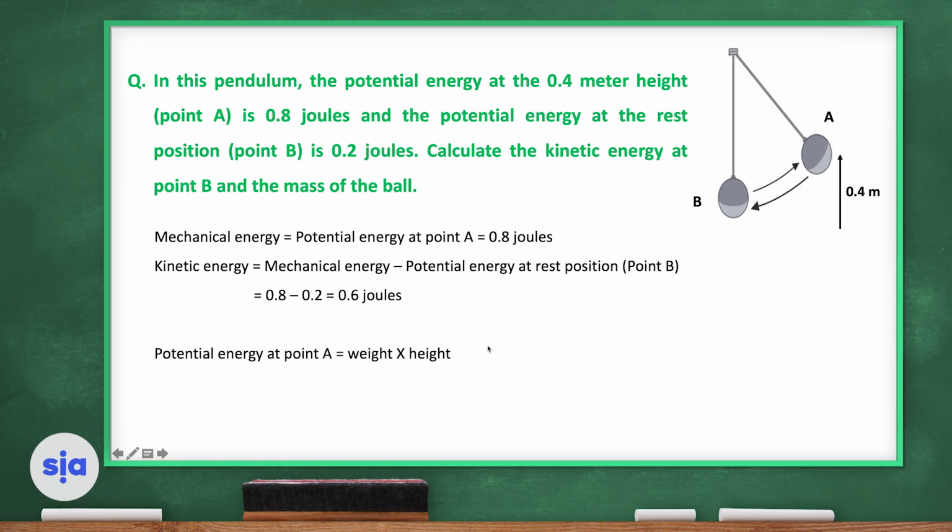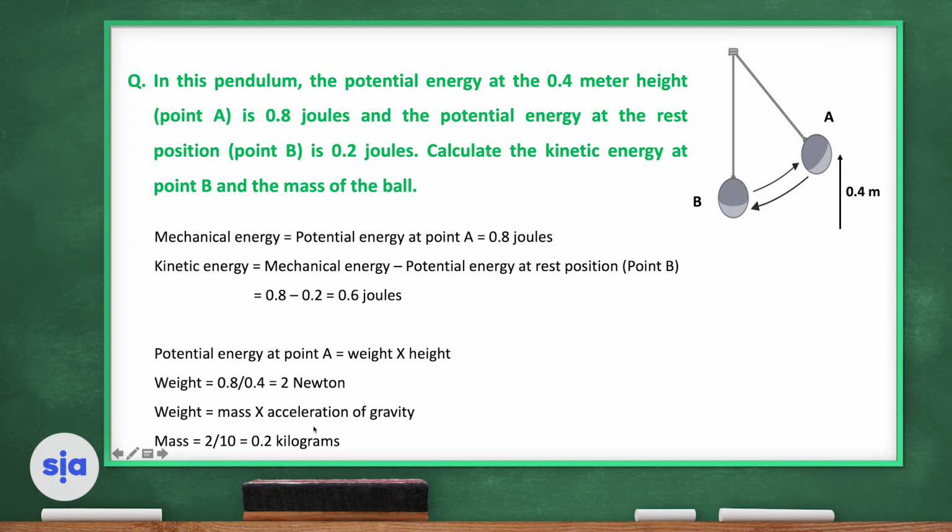Then, at point A, the maximum height, potential energy equals weight times height. So the weight here is equal to the potential energy divided by the height, which is 0.8 joules divided by 0.4 meters, equal to 2 newtons. Weight equals mass times acceleration of gravity. So mass equals 2 divided by 10, equal to 0.2 kilograms.